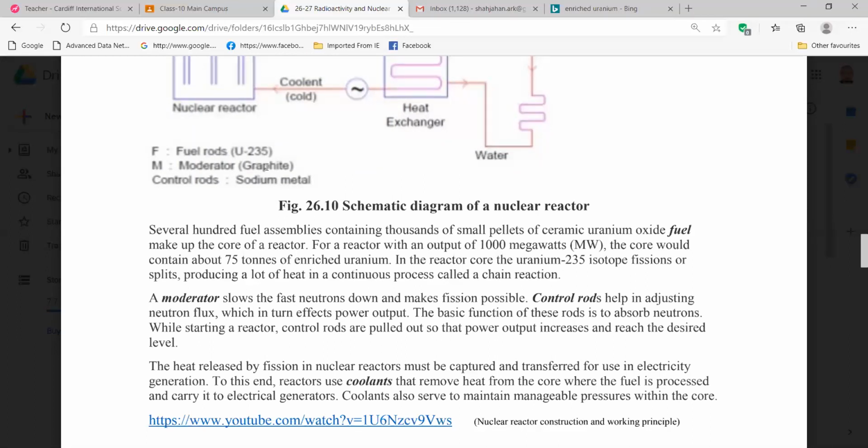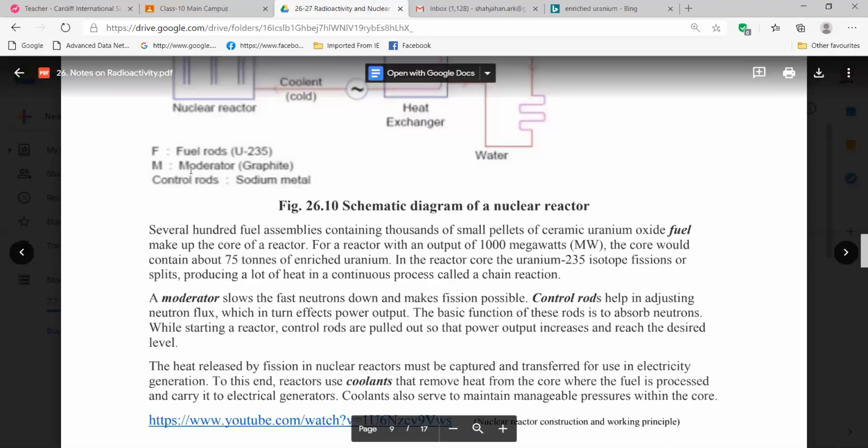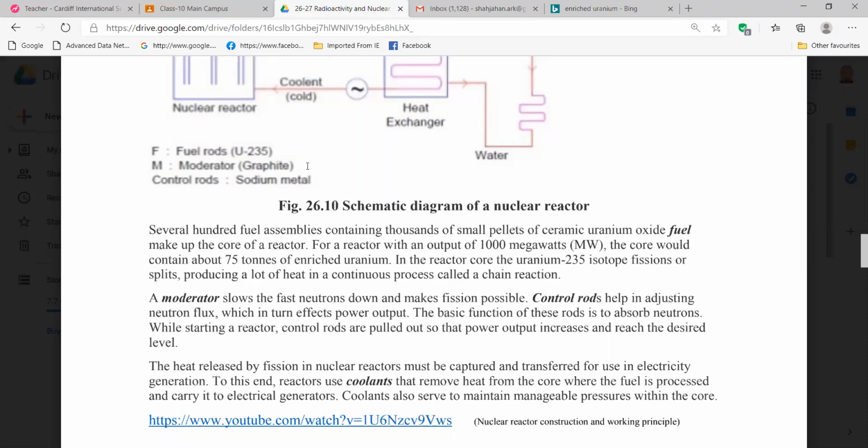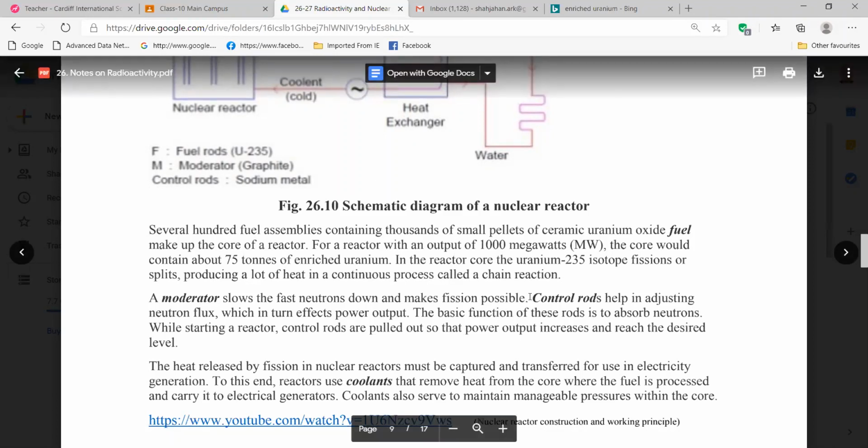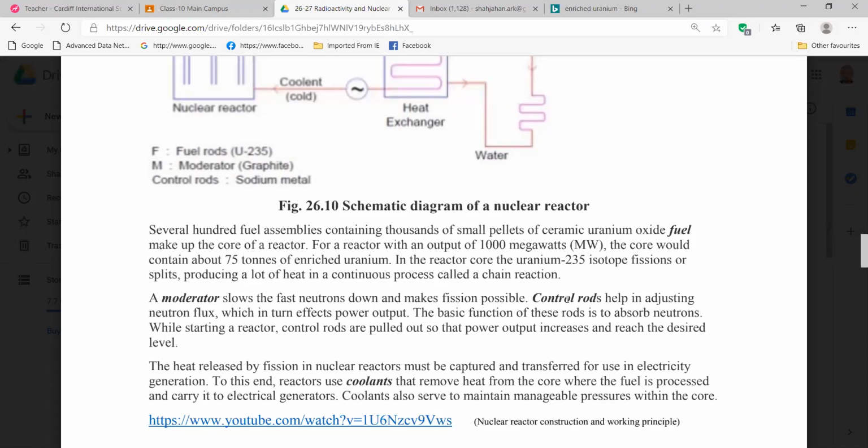So graphite we are using as moderator. You just remember this one. We are using graphite, which is made from carbon. And we have here control rods. As you already read, you understood that it's controlling the number of neutrons coming. It can increase the supply of neutrons, and it can also decrease the supply of neutrons.